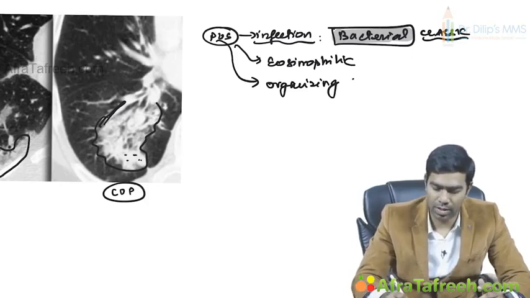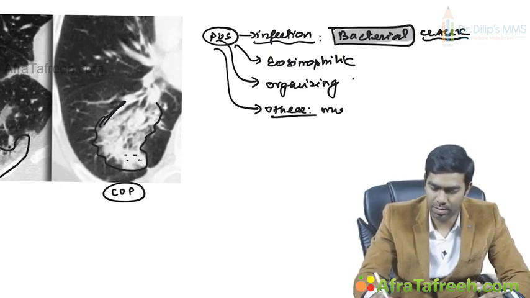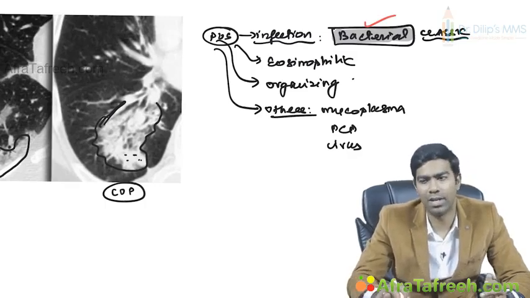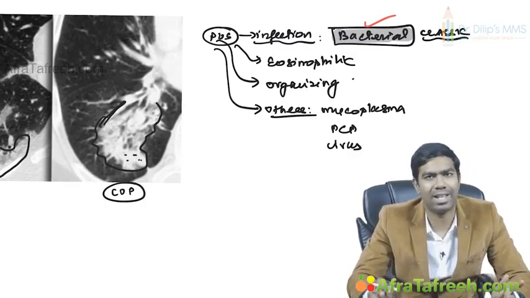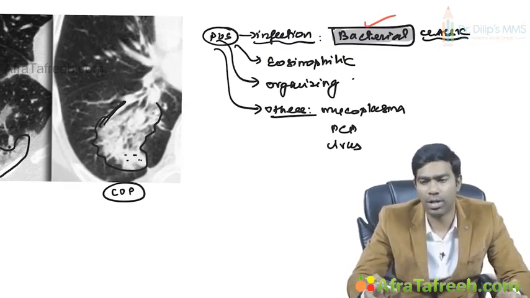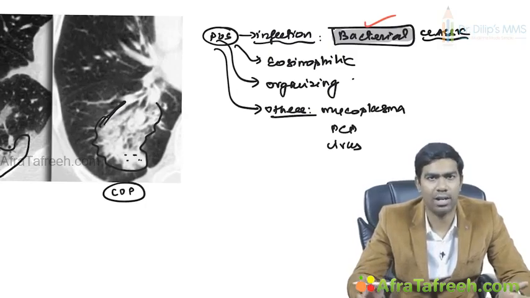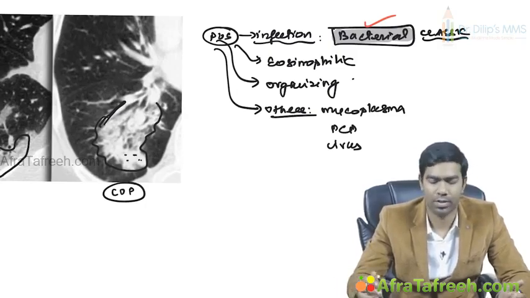Or you can get it with other infections like mycoplasma, PCP, virus. But in exam, at least a classical condition, you have to know about the bacterial pneumonia. Very, very trivial, simple and classic condition. You're going to get this bacterial pneumonia, typical lobar pneumonia, you get a consolidation. That's how consolidation started in the first place, in the old era.